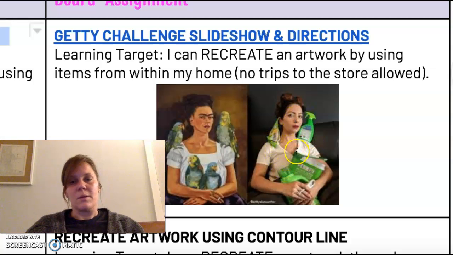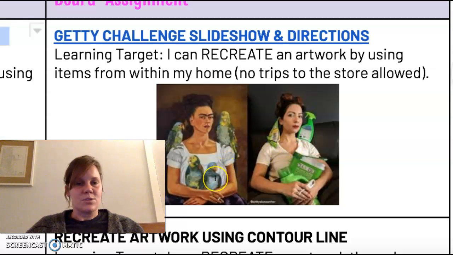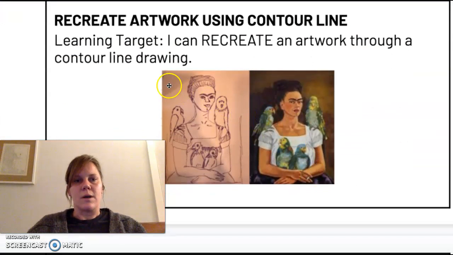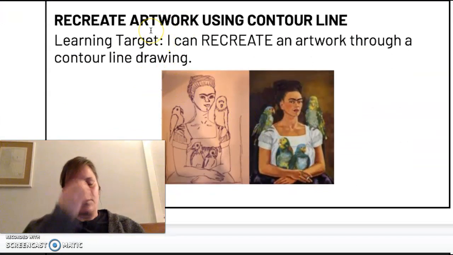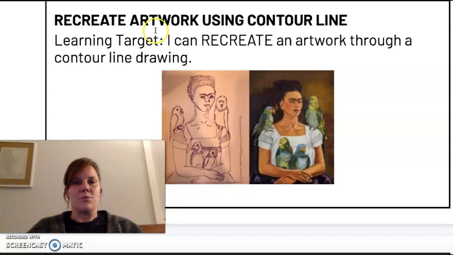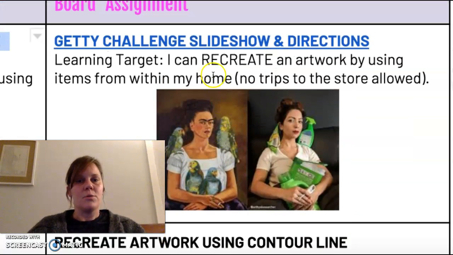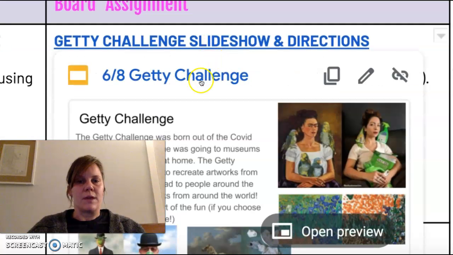And look, this woman who recreated this person is telling a completely different story than Frida. Completely different story. Parrots versus cleaning supplies. Kind of perfect for lockdown, okay, especially last spring. This one, you could choose to do your recreation in a different way. Okay, you might create it using contour lines. So same picture of Frida, contour line drawing. Okay, you can do this either way. Both ways, however, you are going to be creating.